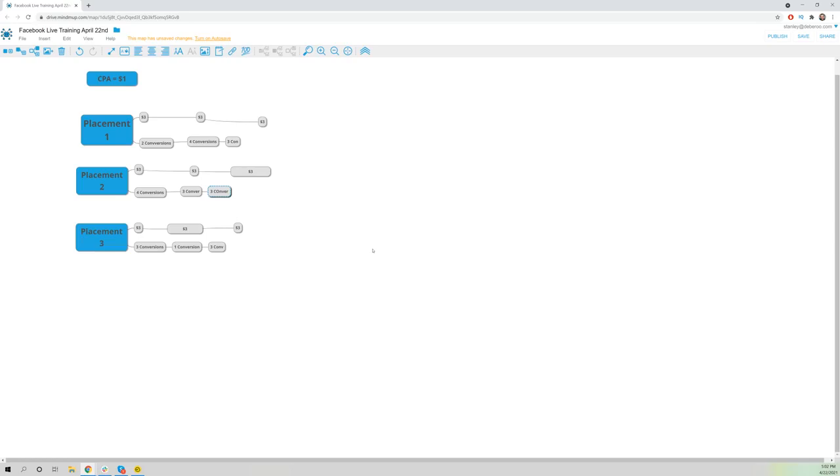And then we have placement 3. So placement 3 had 3 conversions day 1, 1 conversion day 2, and 3 conversions day 3. So in total, 7 conversions against 9 times CPA spent means that we are not profitable on this placement and that we actually lost 2 times CPA. So what are we going to do? We are going to turn this placement off. We don't see enough potential. We have tested it over 3 different days.